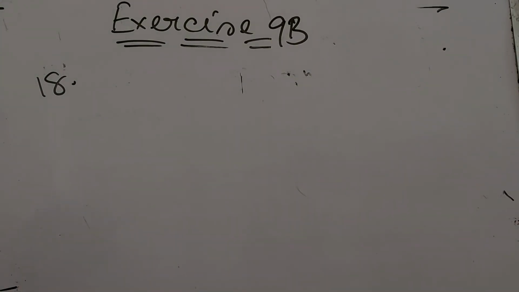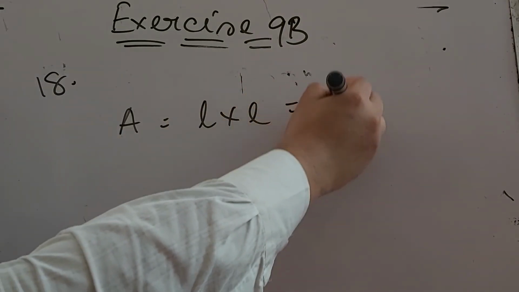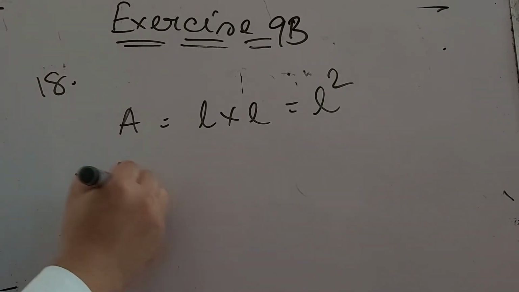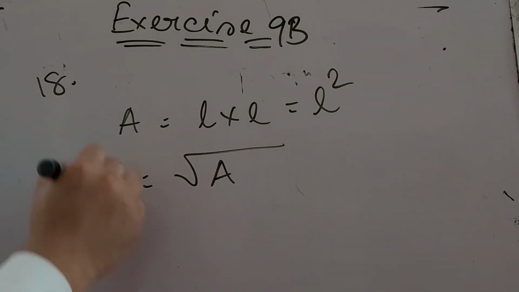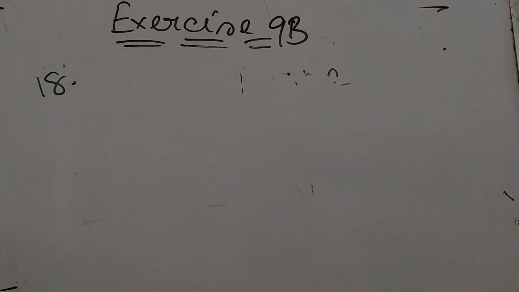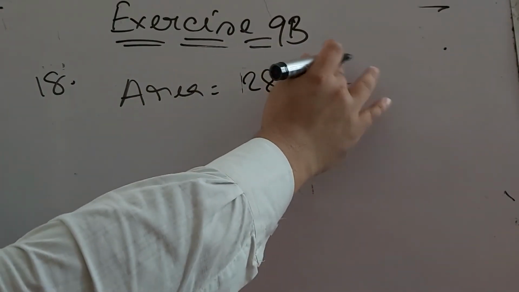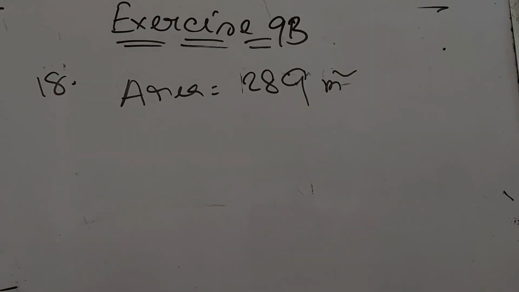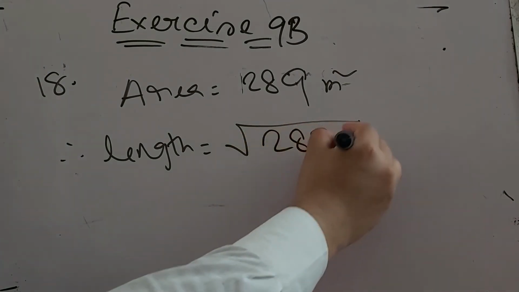So in the question the statement is the area of a square is 289 square meters. Find its length. So here in a square, area equals length into length, that is length squared. So what will be the length? Length will be the square root of the area. So that is the formula to find out the length. Now we have to solve the problem. Area equals 289 square meter. Find its length. So length will be the square root of 289 meter.